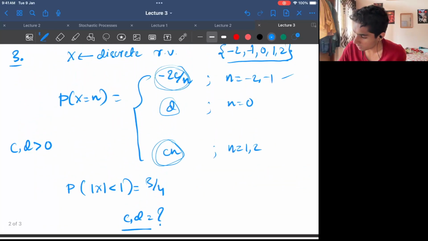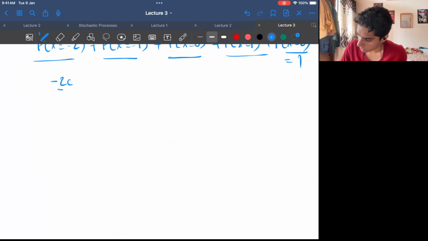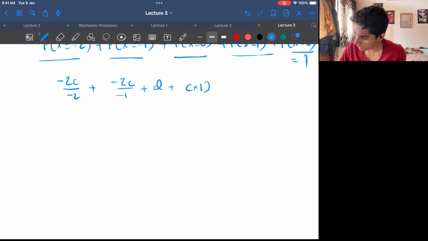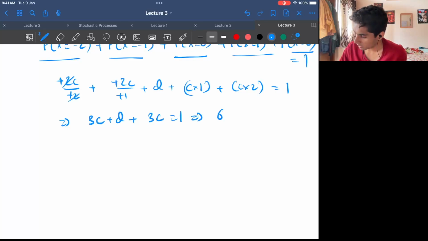And n is equal to minus 2 and minus 1. So it will be minus 2c by minus 2 plus minus 2c by minus 1 plus d plus c times n, what is given. So c times 1 plus c times 2. This is what it is, right? So this gets cancelled. This gets cancelled. So you have 2c plus 2c is 3c, plus d plus c plus 2c is again 3c. This is given to be 1. This implies 6c plus d is equal to 1. This is your first equation, right?